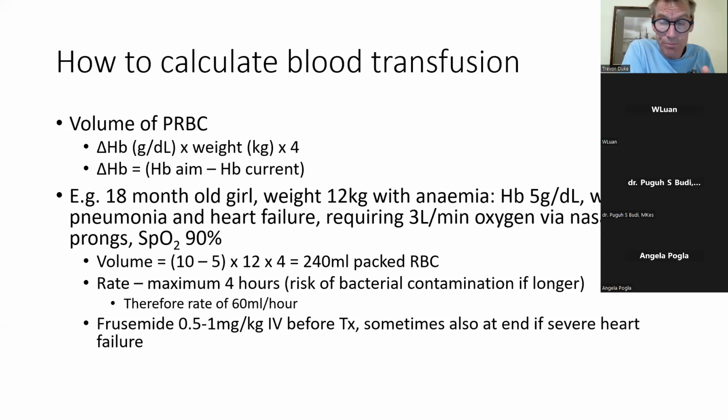If a child has hemorrhage, for example, then of course you're going to give it quicker if they've got hemorrhagic anemia. But if a child's got pneumonia and heart failure, you'd probably give it a bit slower, over 3 to 4 hours. And you'd give it with some frusemide to make sure that the child didn't get heart failure.